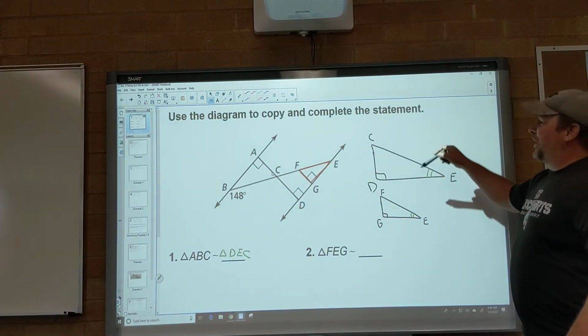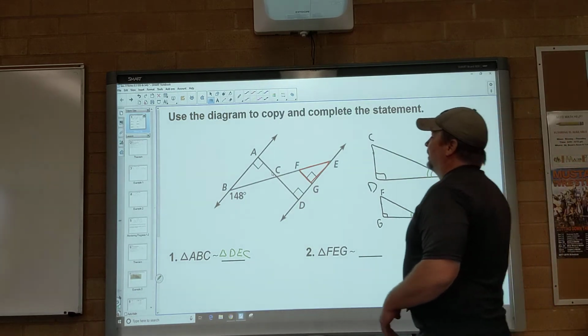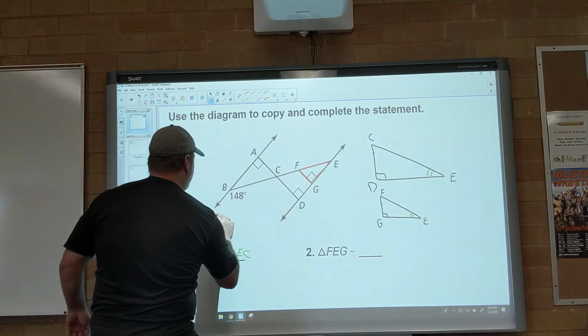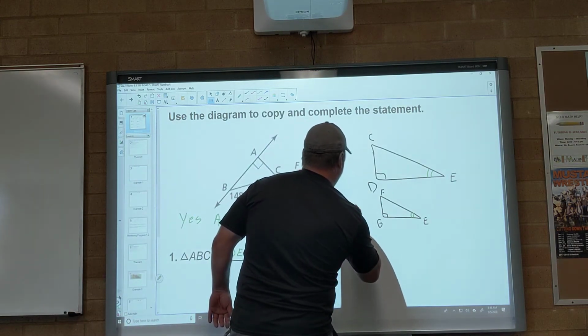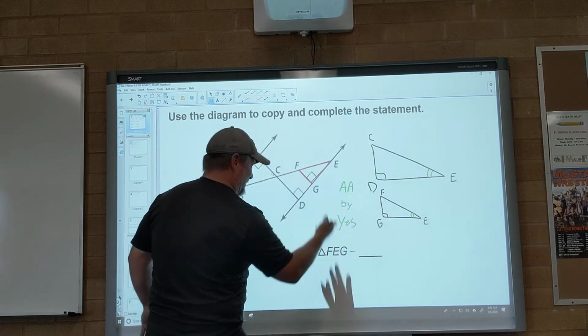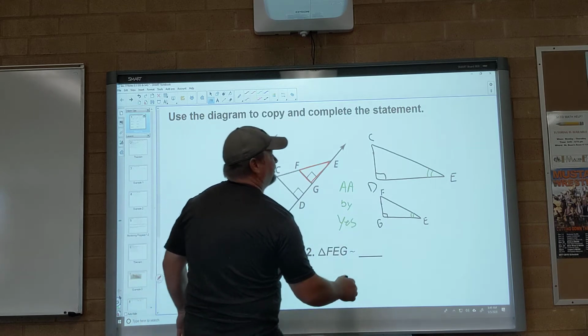So these two triangles will be similar by angle, angle. So this one is yes by angle, angle. This one is yes by angle, angle. We'll just go backwards, writing going upward. Yes. And now I'll do my letters. So here's the letters. You ready?